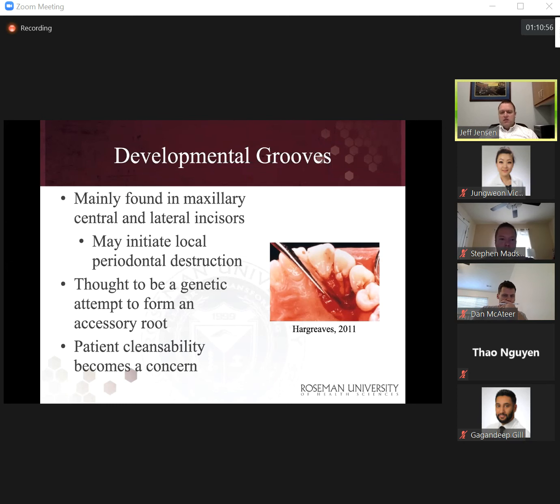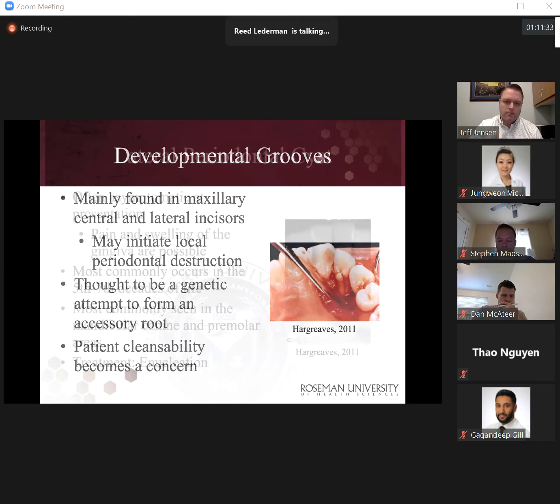Typically, the treatment with these is if it starts to lose attachment, you can obviously flap it and clean it. If the groove is pretty shallow, sometimes you can plasty the root and just use a handpiece to remove the groove slightly and try to flatten it a little bit. That may or may not work. But if it's a really deep groove, then it's a little bit too aggressive to try and remove everything. You may be taking away more tooth than you need to.